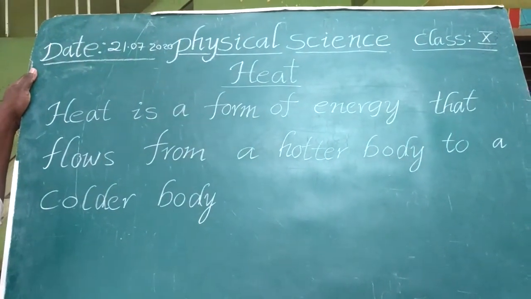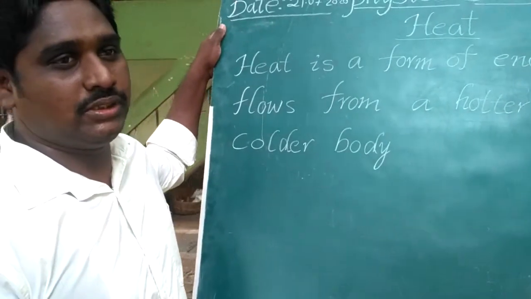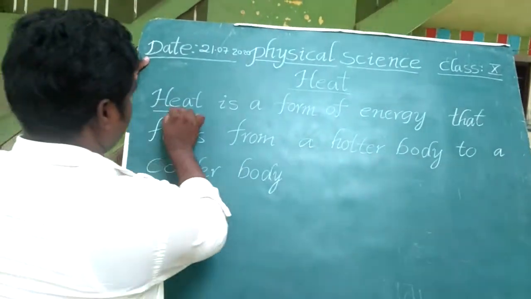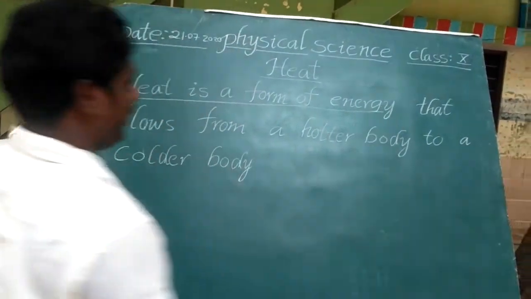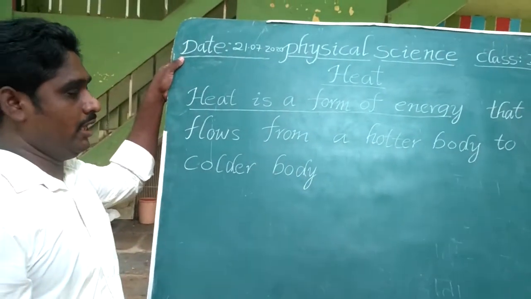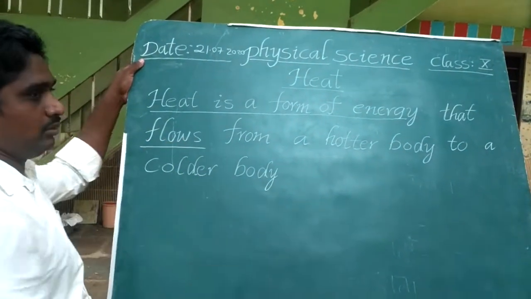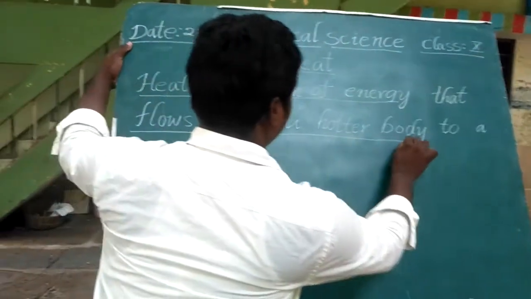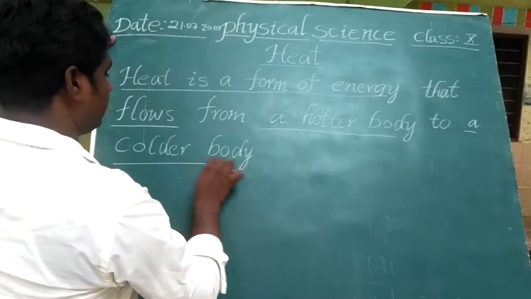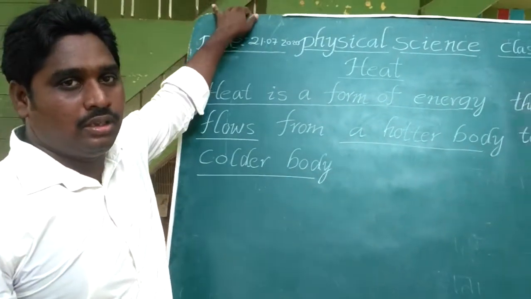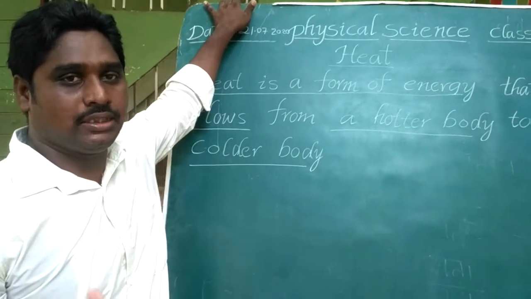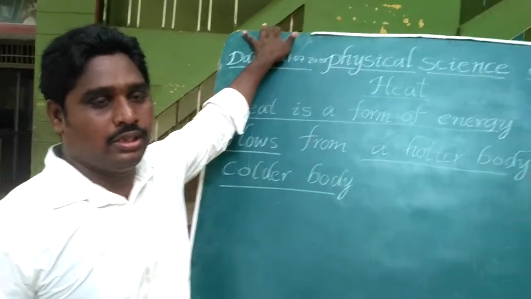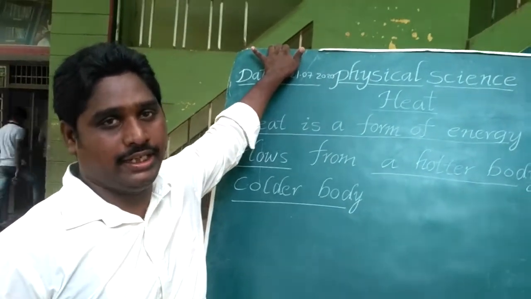Okay, students. Once again, what is the definition of heat? Heat is a form of energy that flows. Flows means transmit. It transfers from a hotter body to a colder body. That means heat always transfers from a hotter body to a colder body. This is called the definition of heat.